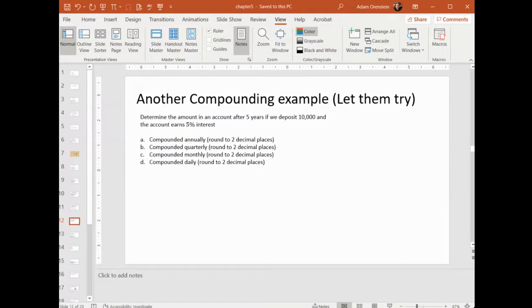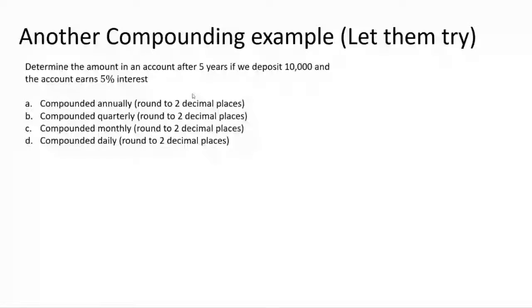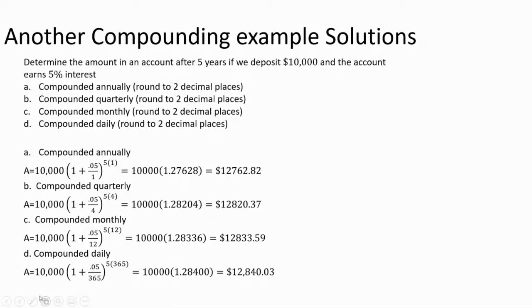Right, okay, so let's go through these together. Again, it's really just using the formulas, as you can see. In each case, your P0 is $10,000, because that's the initial amount. Your R is 0.05. It's earning 5% interest, so your R would be 0.05.